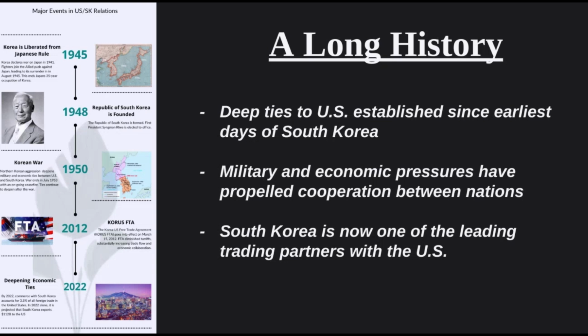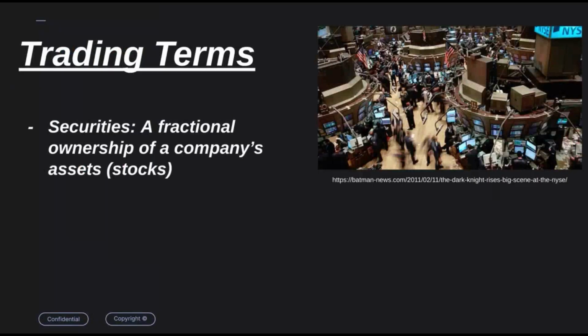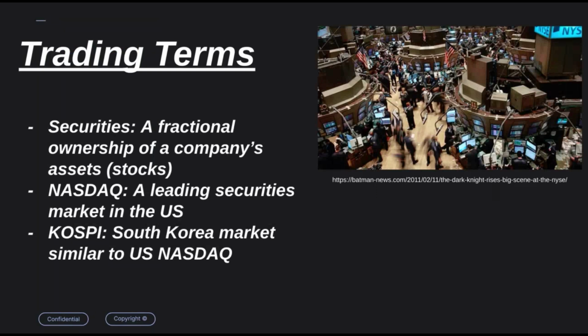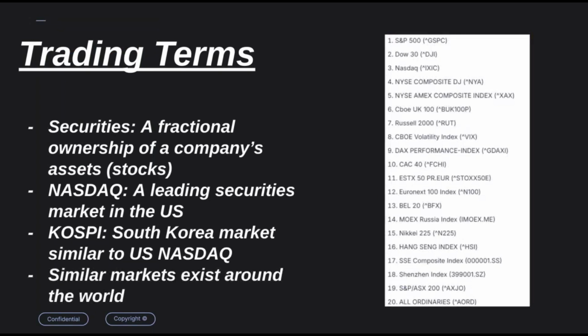Now we want to see how they cooperate in business using the representative stock market indices, the KOSPI and the NASDAQ. Here we want to introduce trading terms for securities. It is called a company's asset, stocks. NASDAQ is a representative stock market index from the United States, and KOSPI is similar to the United States NASDAQ. We also have a few countries' stock market indices data on the right side.